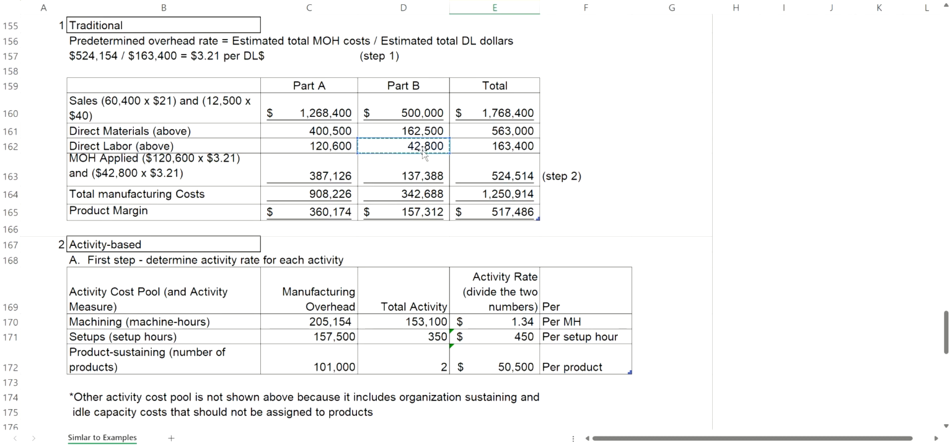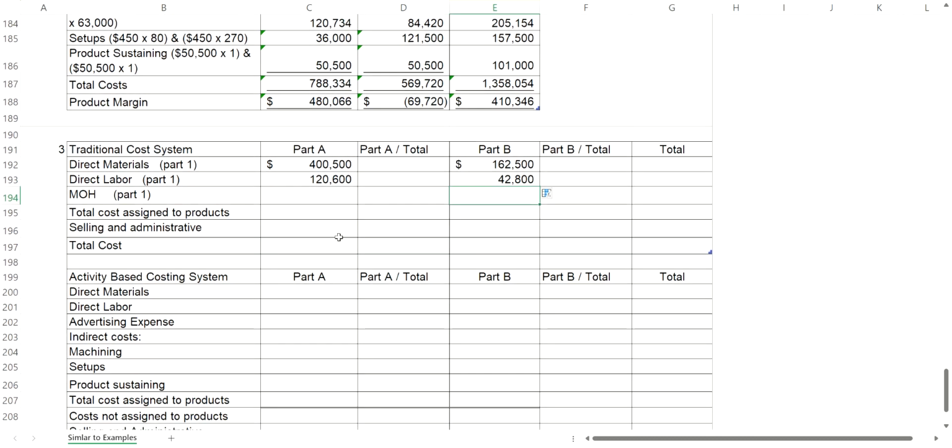And labor was $42,800. Okay, now I want to bring down the total manufacturing overhead that I applied to Part A and Part B when I did the traditional in Part 1.